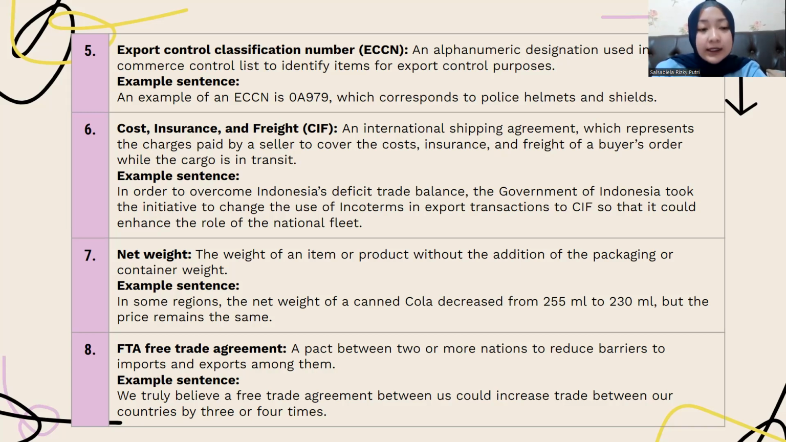And the last is FTA or Free Trade Agreement. This is a pact between two or more nations to reduce barriers to imports and exports among them. Under a free trade policy, goods and services can be bought and sold across international borders with little or no government tariffs, quotas, subsidies, or prohibitions to inhibit their exchange. And the example sentence is, we truly believe a free trade agreement between us could increase trade between our countries by 3 or 4 times.